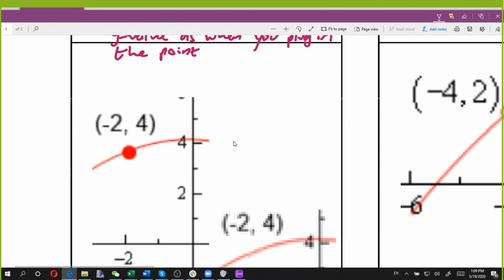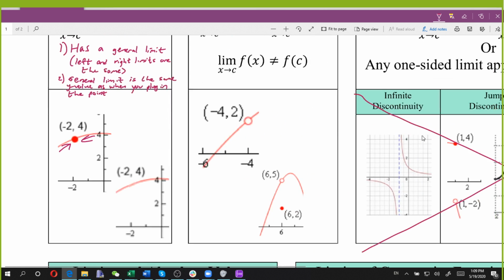Okay, so here our limit from the left and the right is 4, and when you plug in the point you actually get 4, so this is continuous.